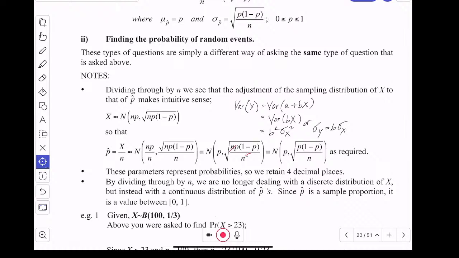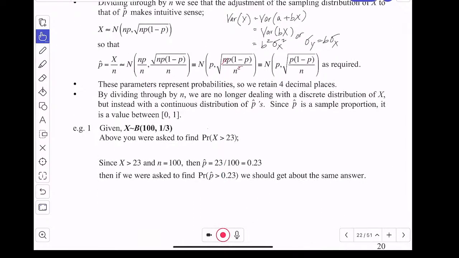So what do we do with this? Well, we're going to replicate our answers, but now answering for the proportion, the sample proportion. Now our answer should be identical, shouldn't change. It's just looking at it from a different perspective, talking about proportion as opposed to talking about the count. Above, you are asked to find the probability that x is greater than 23. 23 out of 100, right? There were 100 trials. So what proportion is 23 out of 100?